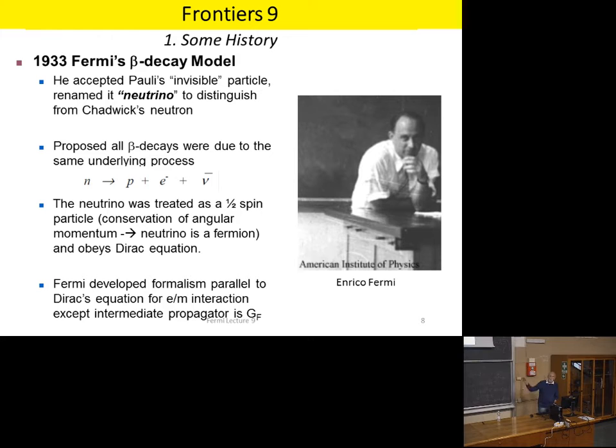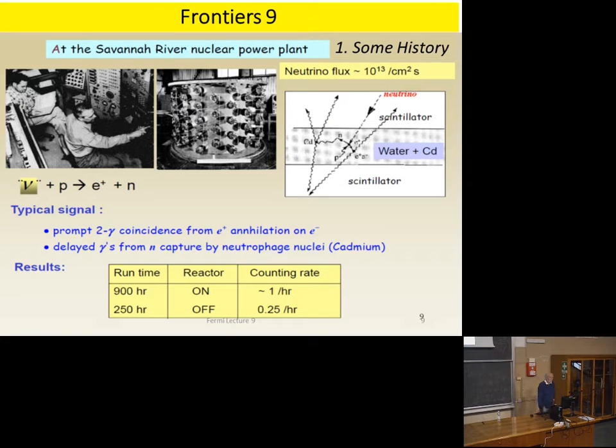And the strength of it is the thing that I write here as GF. And that would tell the strength of the weak interaction, which is, of course, much weaker. That's why he uses the word weak, compared to the electromagnetic or the strong interaction.